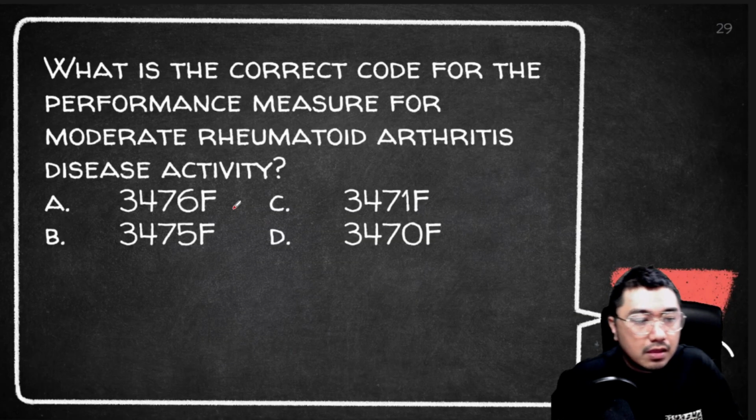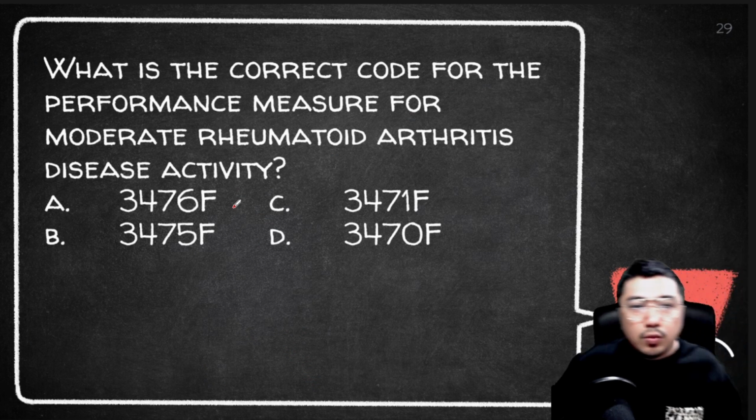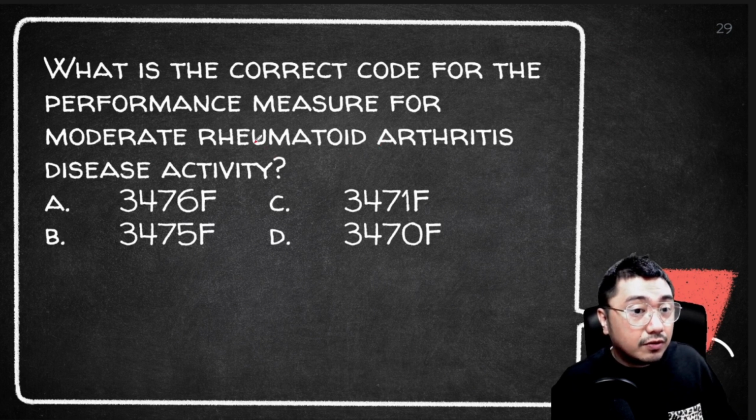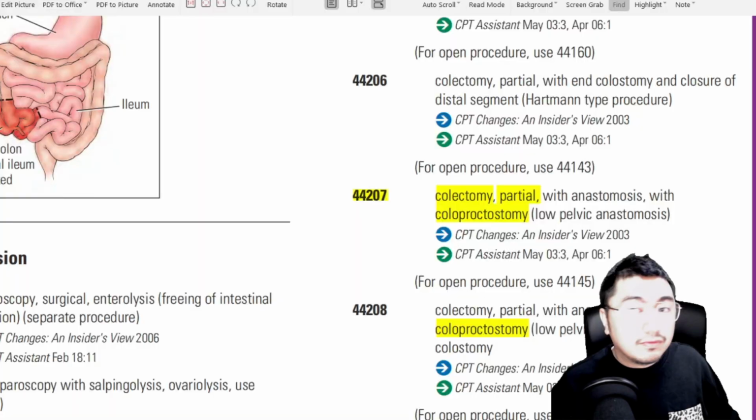So next question is, what is the correct code for performance measure for moderate rheumatoid arthritis disease activity? So again, if this hospital requires their providers to code this, for the rheumatoid arthritis disease activity of all of their clients, what's the code that you will be coding for them? So again, I highly suggest going to these codes one by one, much easier and faster. 3476F.